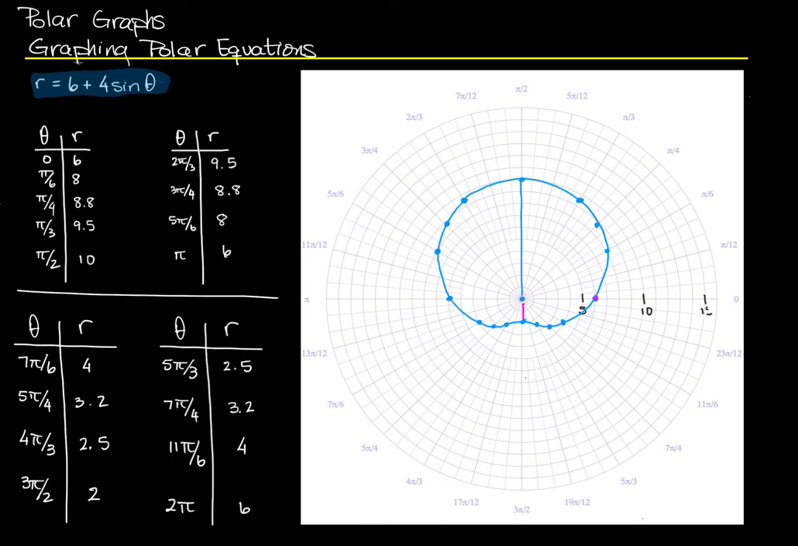So it's 10. The sum of these gives you the sort of the radius in one direction. Radius is a bit of a misnomer, but we'll go with it for now. 10 is the radius in one direction. 2, the difference of these two numbers, is the radius in the other direction.